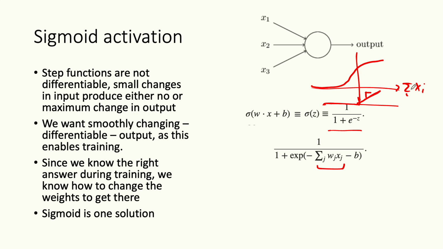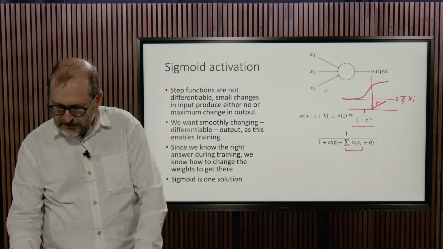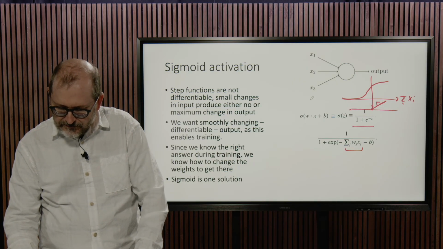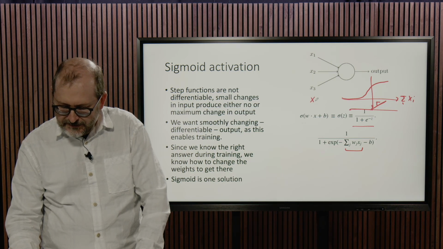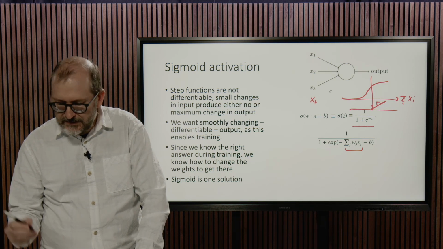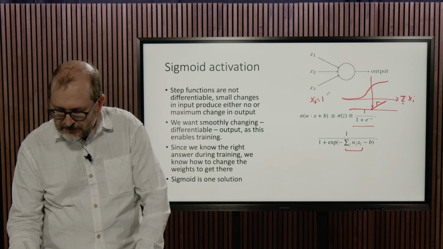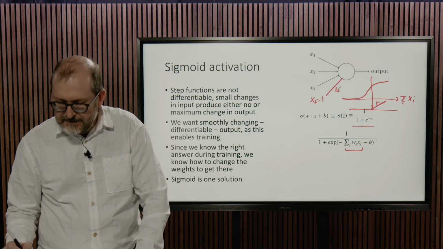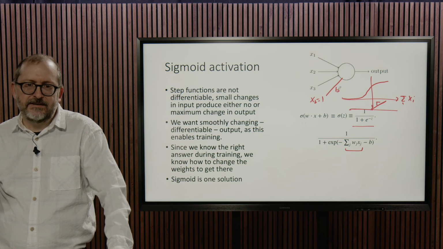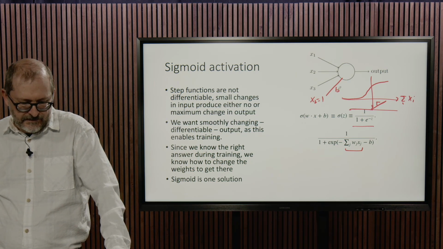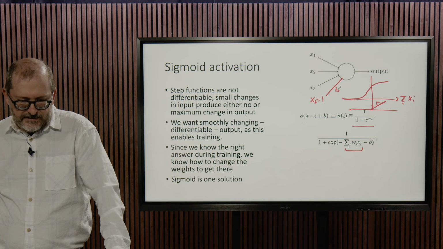Actually, in the textbooks, the bias is considered to be some different number, but lots of people will represent it like this, where XB is actually considered like an input, but it's always equal to 1, and then the bias is the weight that gets applied to that input. It's a technicality, but it makes the math a little bit easier. Okay, so that's a sigmoid activation.